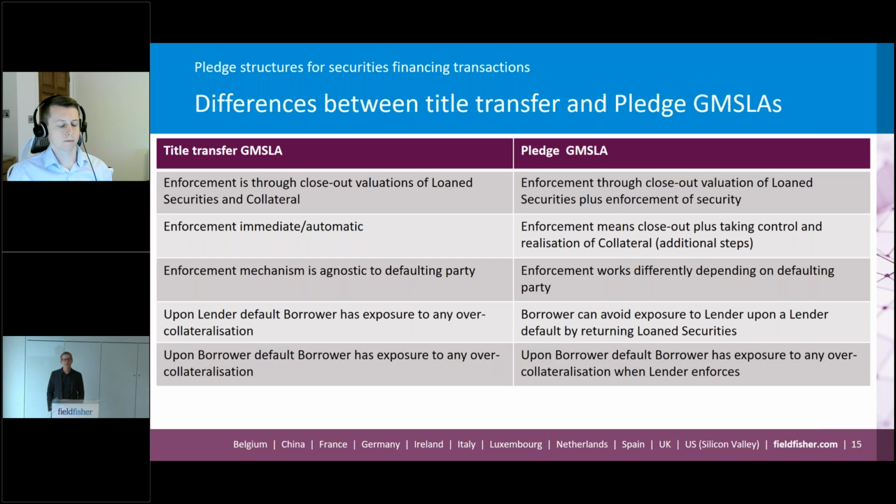So you've got to serve a notice, take control of the collateral into your own account, and then either realize or value it, whatever's required under the relevant security interest that you've taken. So there's an additional step that arguably, from a lender perspective, is slightly undesirable. And bear in mind that one of those events might be the fact that the collateral wasn't topped up.